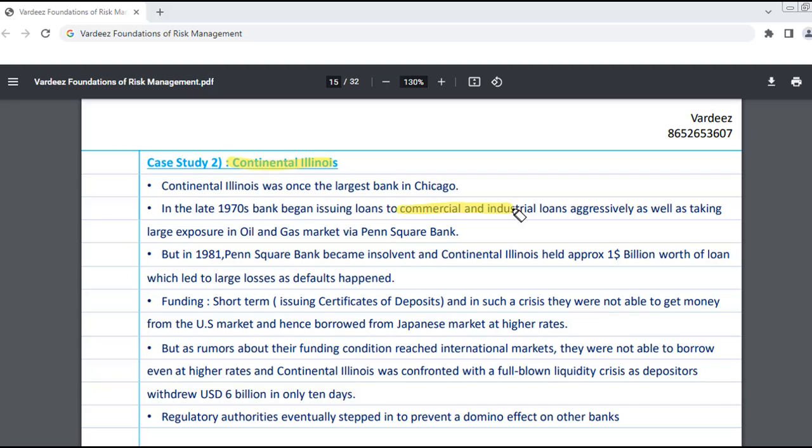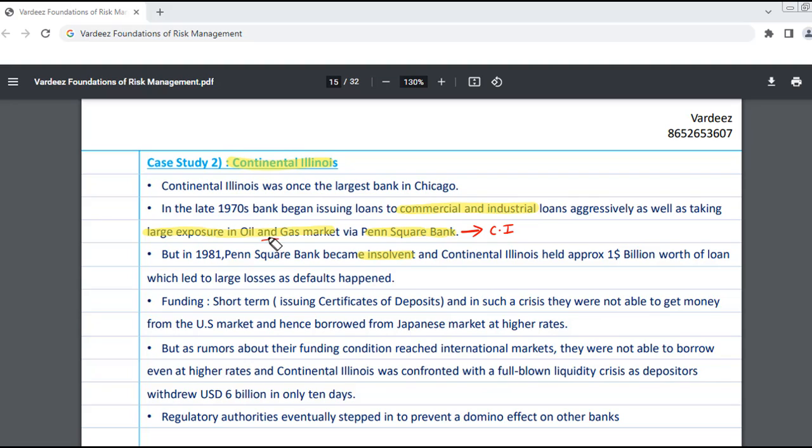commercial and industrial sector, and they started giving out these loans very aggressively, as well as taking large exposure in the oil and gas market via this Penn Square Bank. Now this Penn Square Bank, they used to give loans to Continental Illinois, because they were a very small bank, and all the large loans in this oil and gas market, they used to pass it on to this Continental Illinois. But in 1981, Penn Square Bank became insolvent.